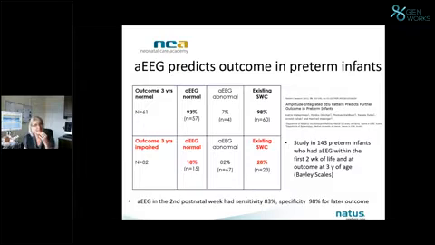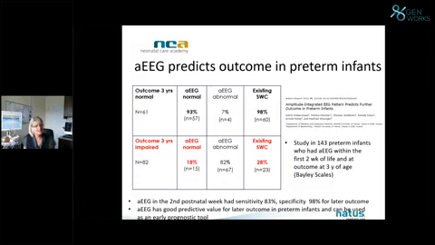And what they actually found was that the AEEG in the second postnatal week had a sensitivity of 83% and a specificity of 98% for later outcome. And they showed that AEEG has good predictive value for the later outcomes in these preterm infants, and it really can be used as an early prognostic tool.